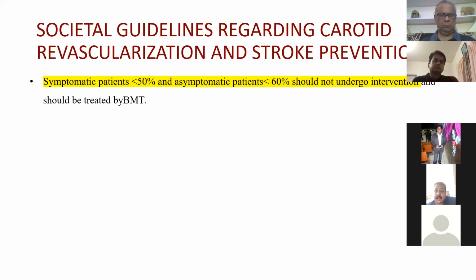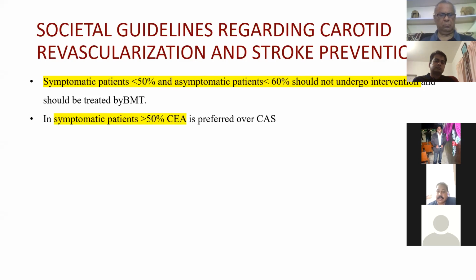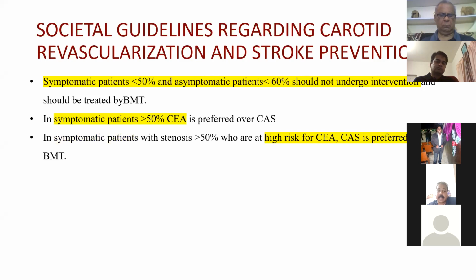To summarize all the societal guidelines: a symptomatic patient with carotid stenosis less than 50%, or an asymptomatic patient with less than 60%, should not undergo any intervention and should be put on best medical treatment. In symptomatic patients with more than 50%, CEA is preferred over CAS in all societal guidelines. In symptomatic patients, if they are high risk for CEA, then CAS is preferred.